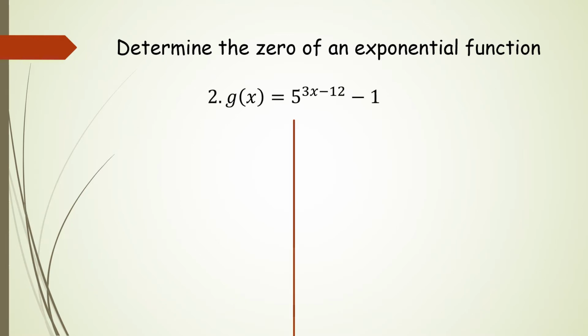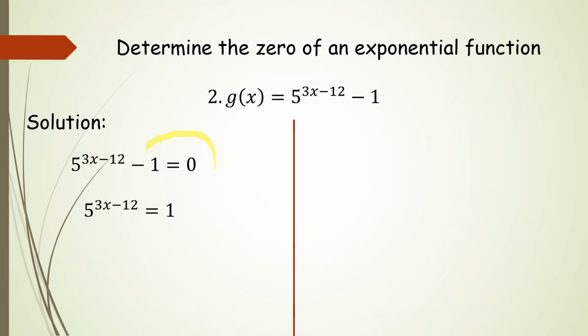Number 2, g of x is equal to 5 raised to 3x minus 12 minus 1. So, equate lang ulit natin sa 0. We have 5 raised to 3x minus 12 minus 1. So, lipat natin yung 1 sa kabila. So, magiging positive 1. We have 5 raised to 3x minus 12. So, anything na we raise to 0 is equal to 1. So, kailangan equal yung bases natin, which is 5. So, we can raise 5 to 0 so that it is equal to 1.